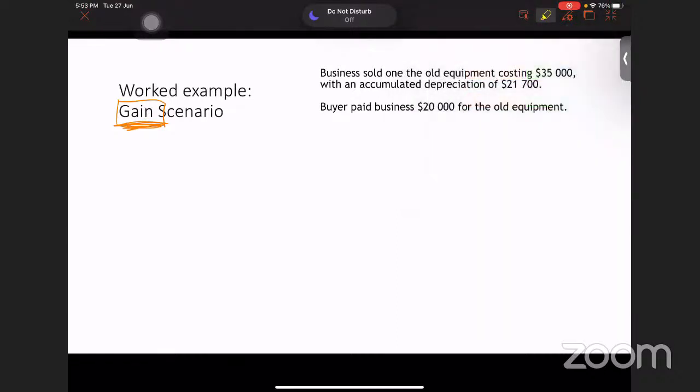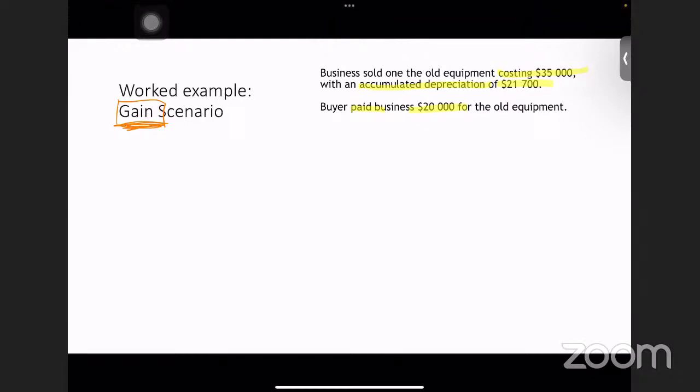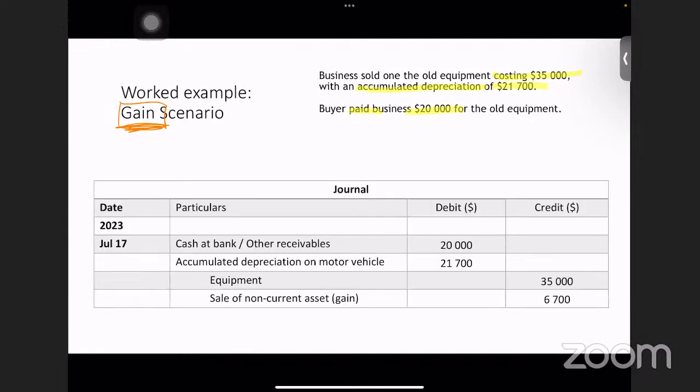Okay, so here, our old equipment costing this amount with an accumulated depreciation of this, and then they pay business this one, 20K. So for here, this is a very straightforward question. I just want you guys to get used to the journal. In a real life question, they may not give you everything so nicely. You probably have to calculate the accumulated depreciation on your own. So for here, this will be the journal.